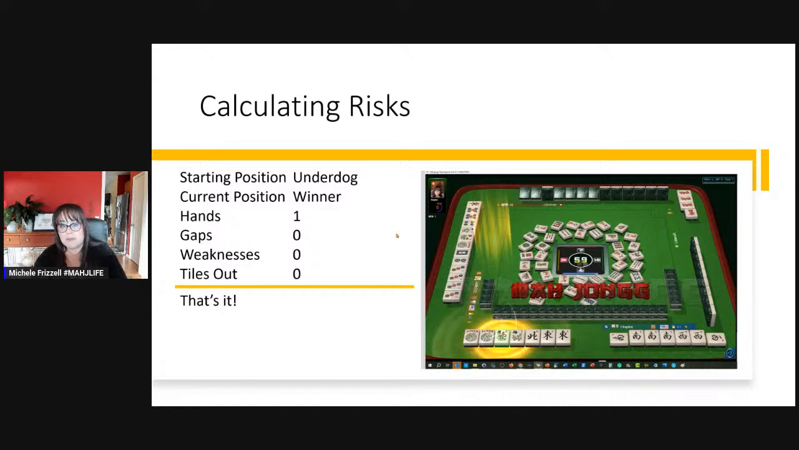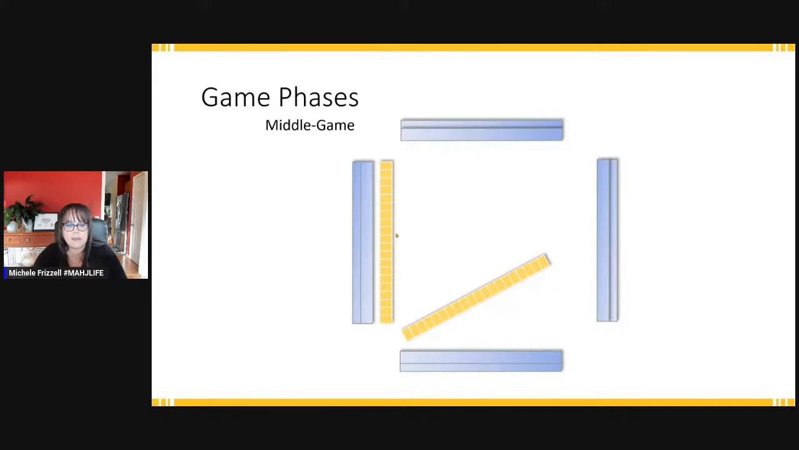And you can take risks. The further ahead you are with hand development, the greater risks you can take. And in this case, it panned out because we won. Okay, so now we're going to look at another example during the middle game. So this particular hand development, or the situations that happen, really heighten in the middle game.